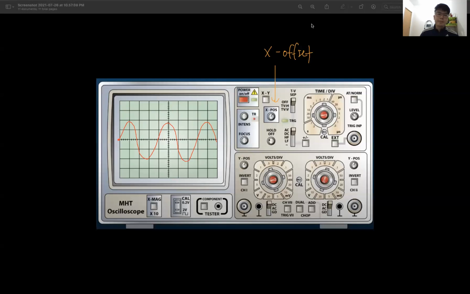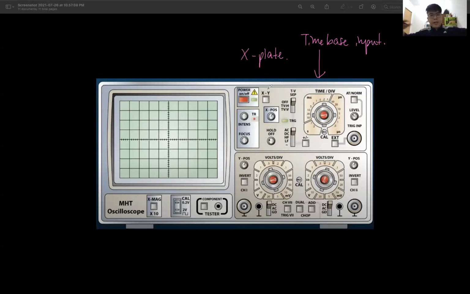Okay, next one. Next one is the most important, this one, time division. Okay, we call this the time base, the time base input. Now, the time base is connected to our x plate. Remember? What do we use our x plate to deflect? Deflect left and right, deflect the horizontal, the x coordinate. So this time base is connected to the x plate. So it controls the left and right movement.